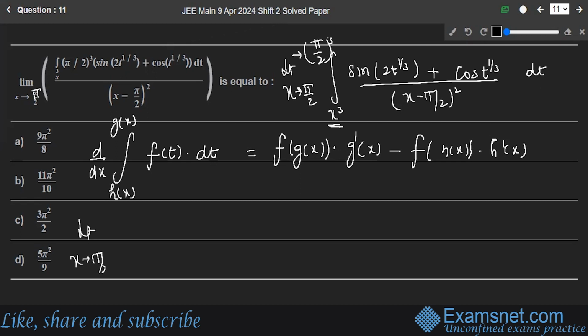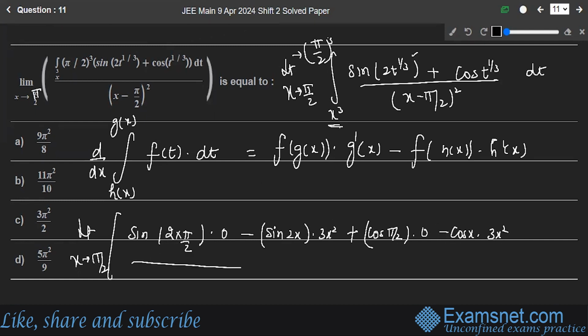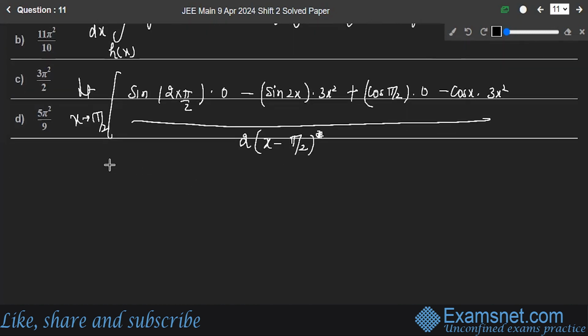This will be given by limit x approaching pi by 2. So here will be sine 2 into pi by 2, because this cube root and this cube cancel out each other, into the derivative of pi by 2. That's a constant, so the derivative will be 0, minus sine 2x into the derivative of x cube, which is 3x squared, plus cos of t, which is cos of pi by 2 into the derivative of it, minus cos of x into the derivative of x cube, whole thing divided by x minus pi by 2 whole square. And derivative of here as well. So this is equal to this. Okay. Now, this is what?